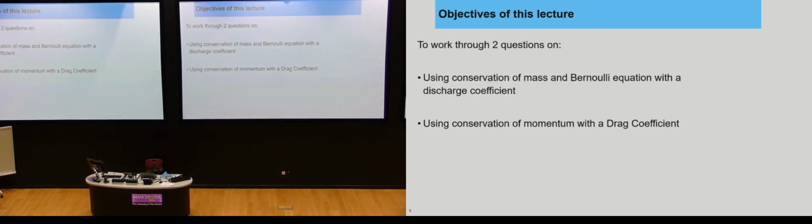So the objectives of today's lecture are to go through two questions, and they've got two different themes. The first one is using conservation of mass and the Bernoulli equation with a discharge coefficient. And the second one is using conservation of momentum and working out a drag coefficient. So these are two different parts of the course, and we're bringing them together in an exam question.